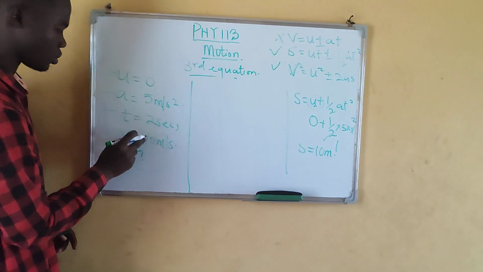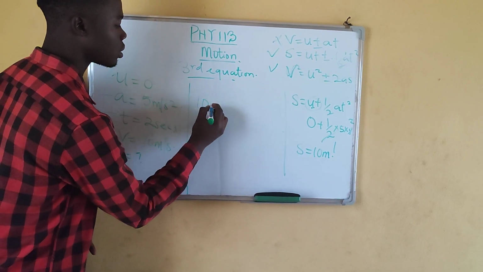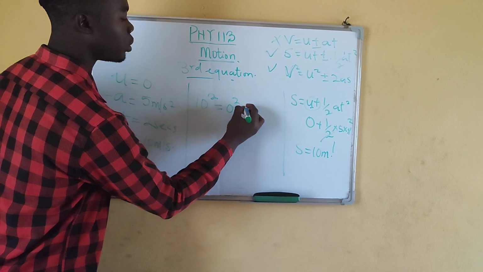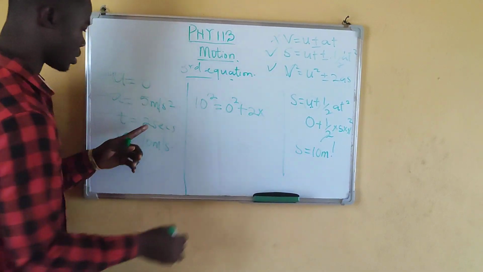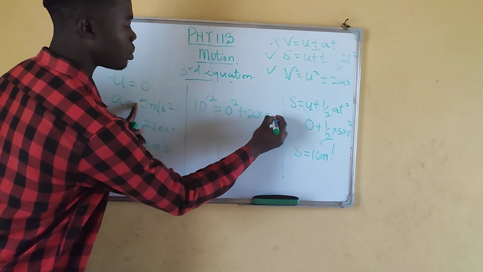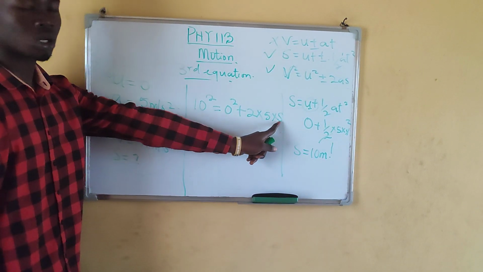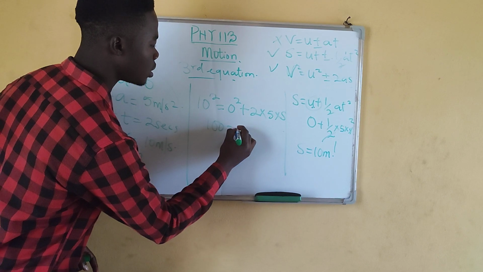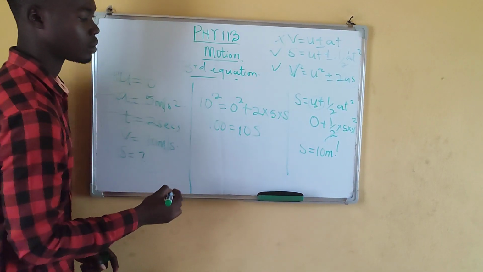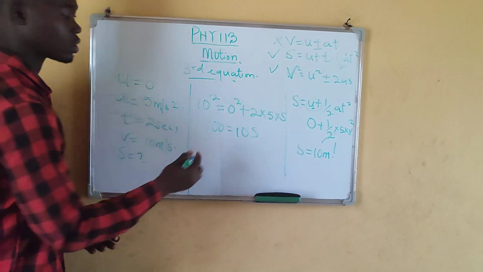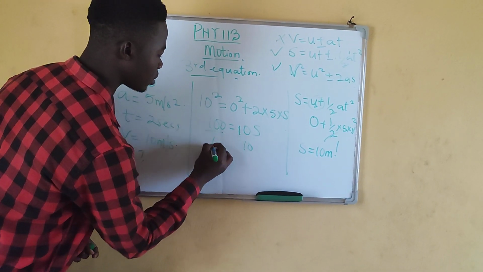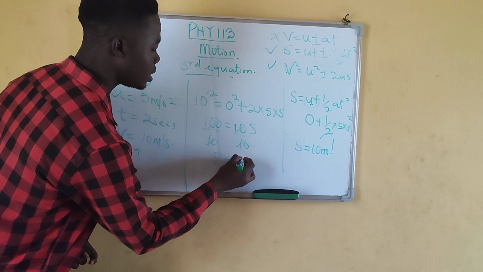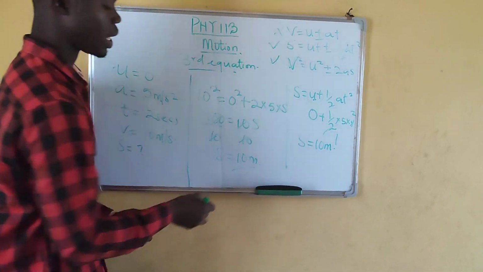V squared. We already know V squared to be 10 squared. Now the u is 0 squared, plus 2 multiplied by 5 multiplied by s, which is what we are looking for. So 10 squared is 100, equals 10s. So you divide both sides by the coefficient of s. We could see that the distance is still 10 meters.